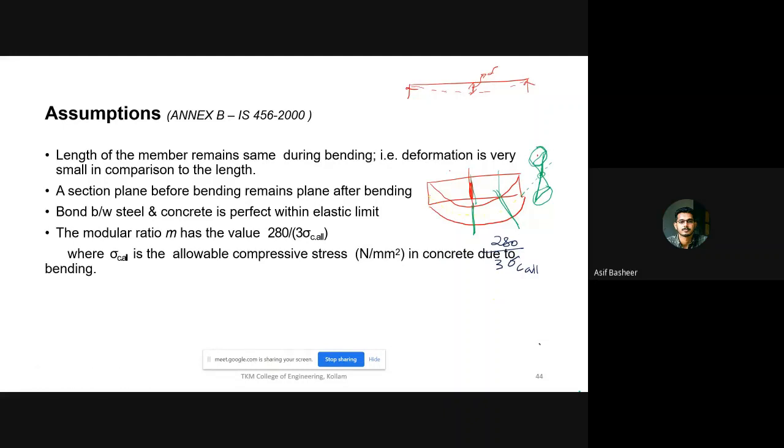The sigma c allowable is the allowable compressive stress in Newton per mm square. It is available in Annex B of IS 456. You can see that. And only for the calculation part we require this modular ratio. So that is one of the assumptions, because it's not Es by Ec; they have given a value for modular ratio as 280 by 3 sigma c allowable. Okay.